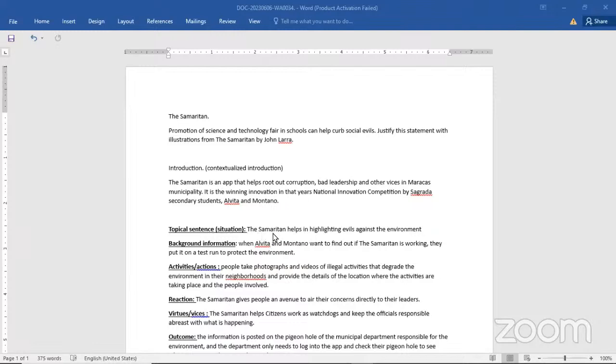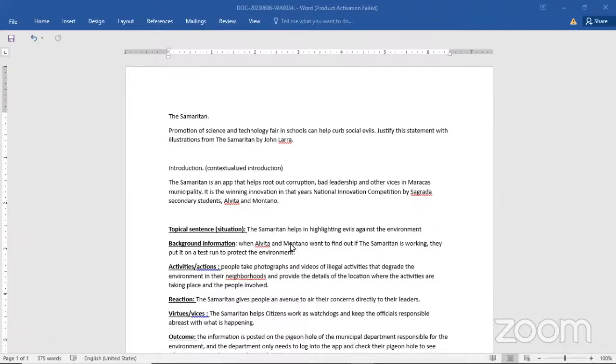The Samaritan helps in highlighting evils against the environment. That's the situation. In my case here, I don't necessarily have to have a character. Remember, we are talking about science and technology. So it's not necessary that I have to put in a character, but the situation is there. So you have the situation. Can we get some background information on this situation?